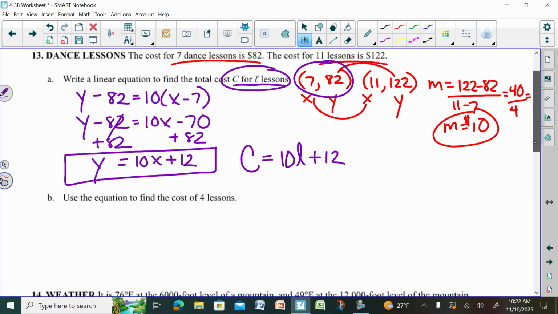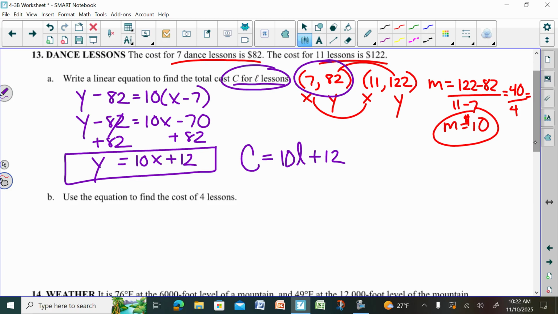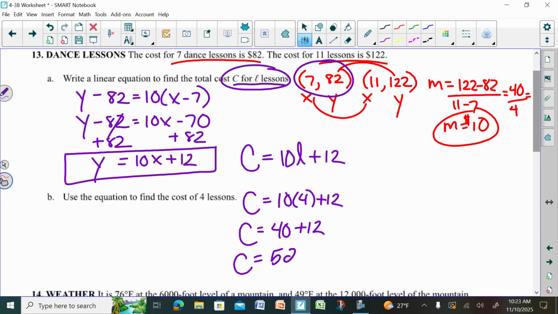And now it's asking us to use our equation. So now that we have the equation, to find it for 4 lessons, the cost would be 10 times 4 plus 12. That's $40 plus 12 extra dollars. That's like that initial fee, or per month fee, $52. It's going to cost $52 for 4 lessons.